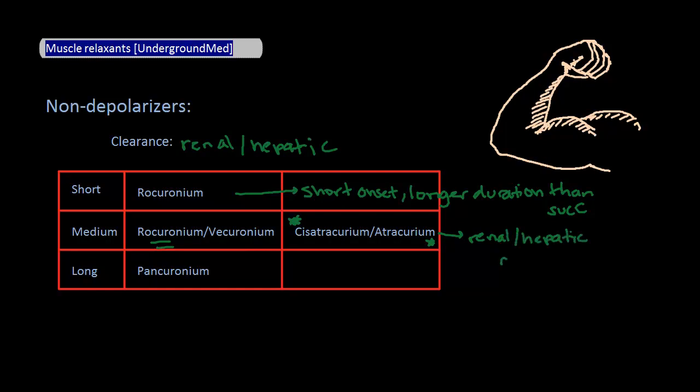The main thing to know about these drugs is they undergo Hofmann elimination, which means they're spontaneously broken down at physiologic temperatures. They have a slow onset and intermediate length of action. Finally, pancuronium is the longest acting with the slowest onset. Now for the take-home points.